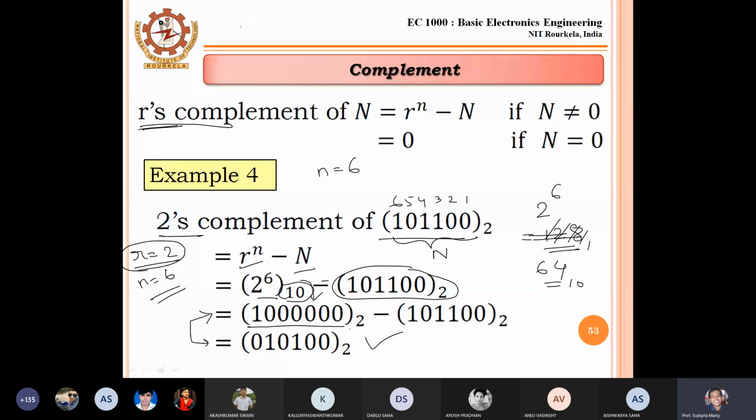Suppose octal. In octal, what is the maximum number we can express? That is 0 to 7. How to express 7? 7 can be written in the form of 8 minus 1, and 8 can be written as 2 to the power 3. So 2 to the power 3 minus 1. In this case, it should be 3-bit.